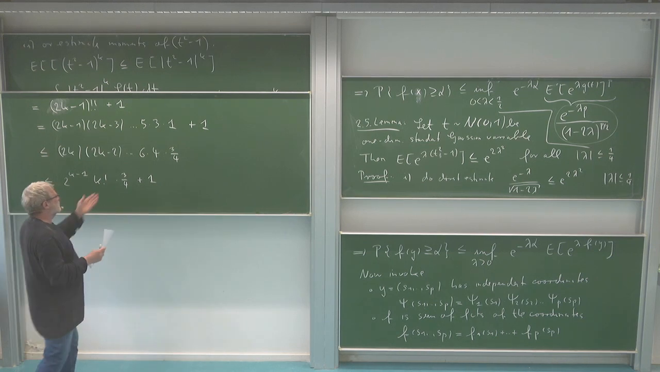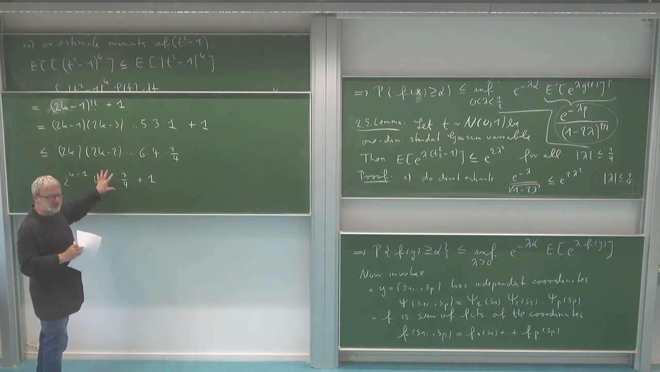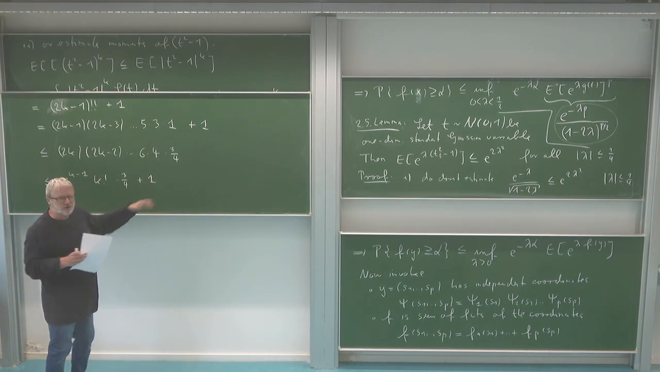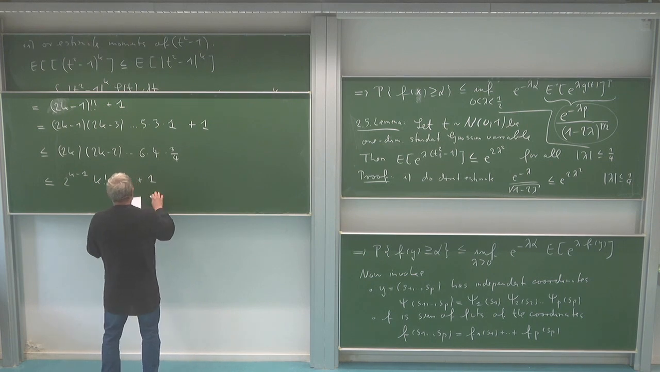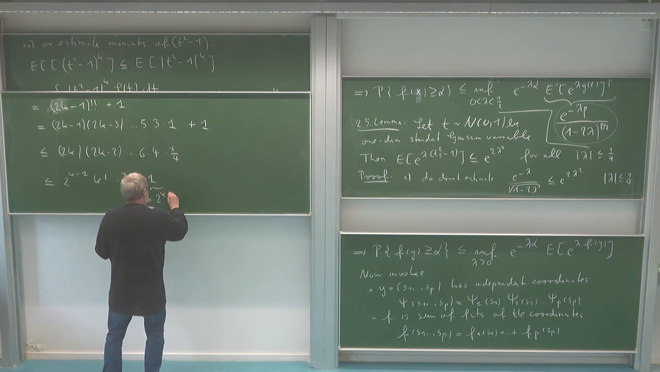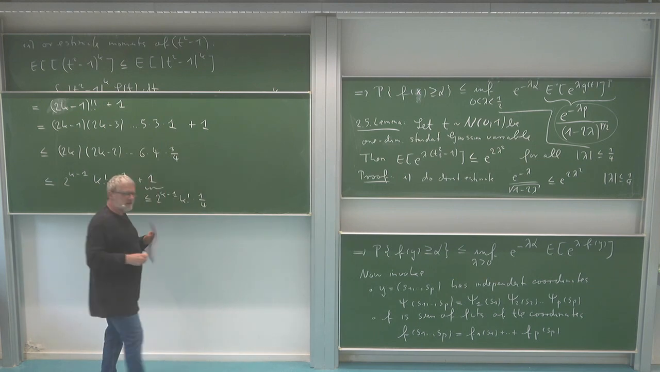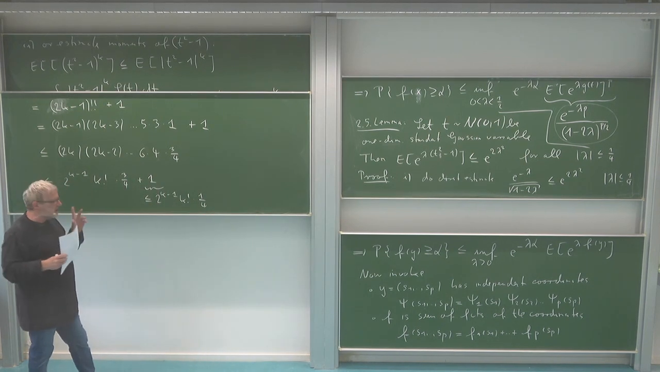And why do I want this strange 3 over 4 here? Because I can estimate the 1 against 1 over 4 of this, so that I just get somehow rid of the 1. So I say that this 1 here is smaller than the same thing here, 2k minus 1, k factorial, times 1 over 4. And this is true for all k bigger than 2.